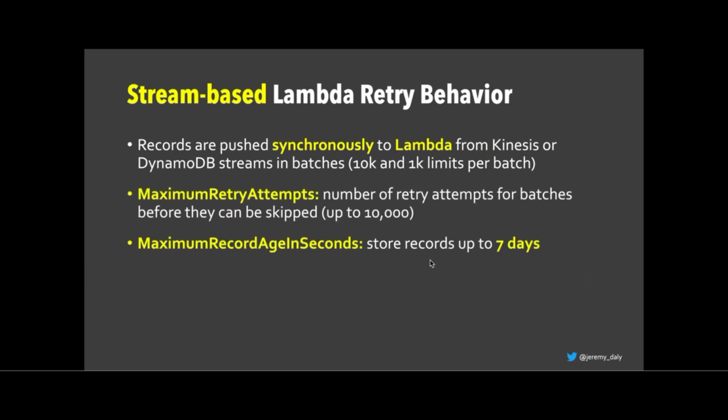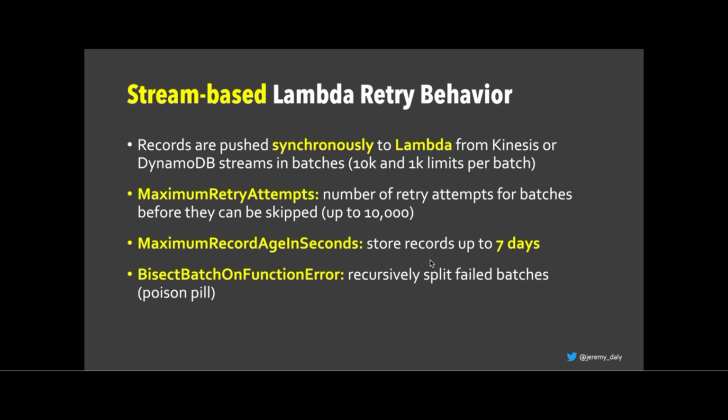Oops, I'm going the wrong way. So there's another setting called maximum record age in seconds. That'll store records for up to 7 days, and you can change that. So essentially, if you have a bunch of old messages in there that aren't being processed for some reason, you can age those out, and that's where some of that skipping behavior comes into play.